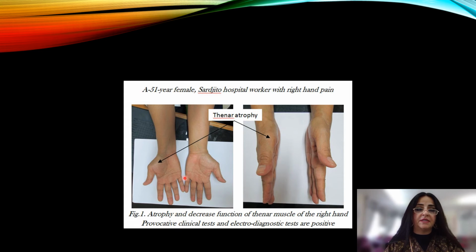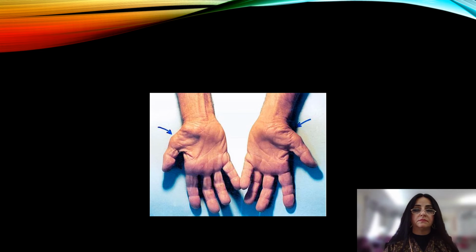Here again, you can see the difference between the two hands. From the lateral side, you can see clearly this is a normal hand and this is a carpal tunnel hand. Thenar atrophy, we call it thenar atrophy. You can see that one. Again here, very clear on both sides.